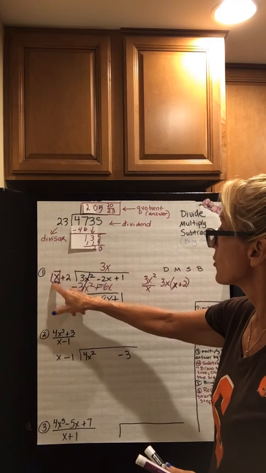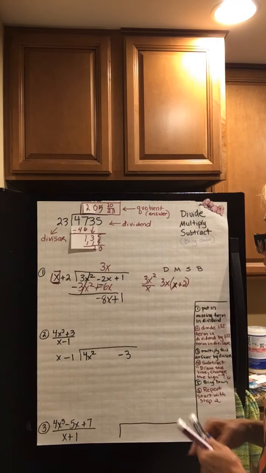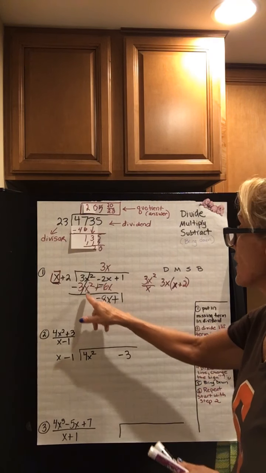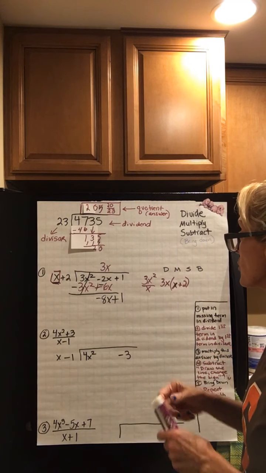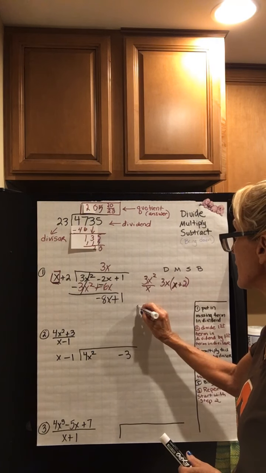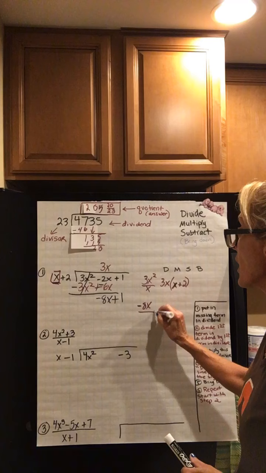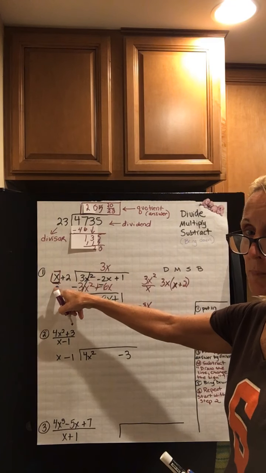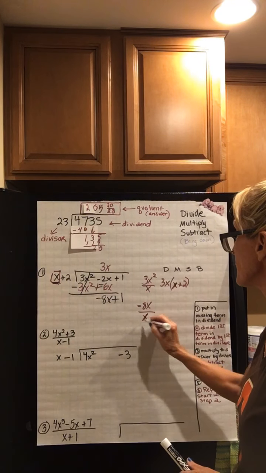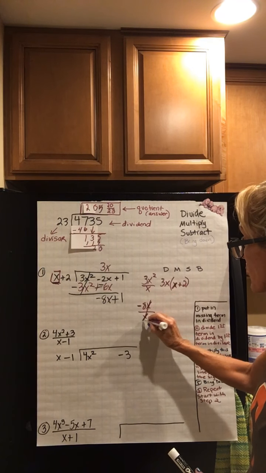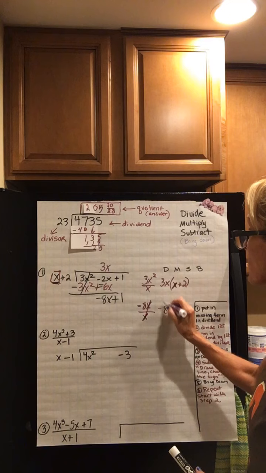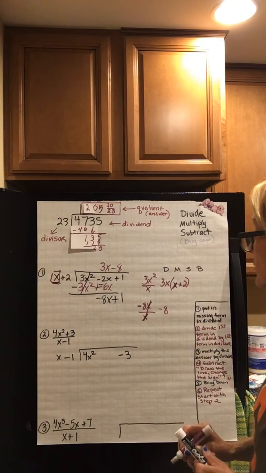So I start with the first term, I'm going to divide. When I divide, I'm going to take what's left over. That's my new first term. So I'm going to take that negative 8x and divide by that x that I put a box around. When I divide, look what happens with the x's. They cancel out. I'm left with negative 8. So I'll put a negative 8 over here.